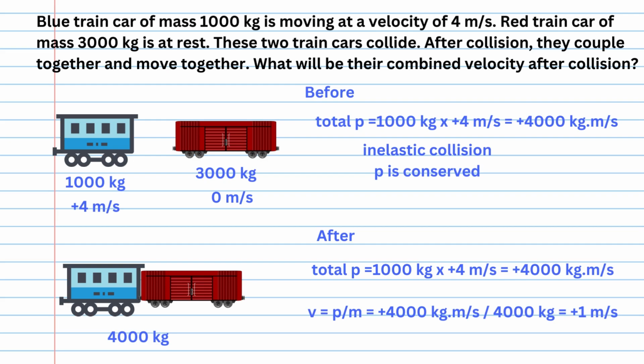And the final step is to figure out the velocity of the two train cars moving together. So the velocity is momentum divided by mass. So the momentum is plus 4000 kilogram meter per second divided by, this time, the mass becomes 4000 kilogram because the two train cars are moving together. So we have to add up both of their masses. So we get plus 1 meter per second.